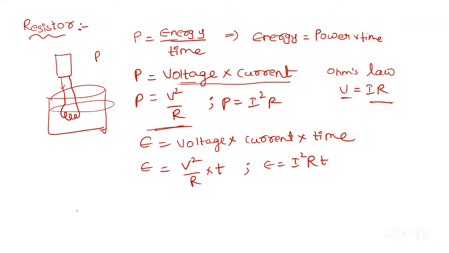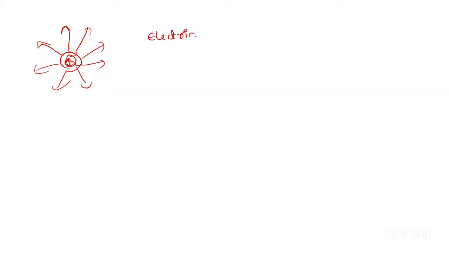And one more thing: if there is a charge, if we take some electron, there will be a field around it, an electrical field. If we take a charge Q, there will be some field generated across it. That field is known as the electrical field.